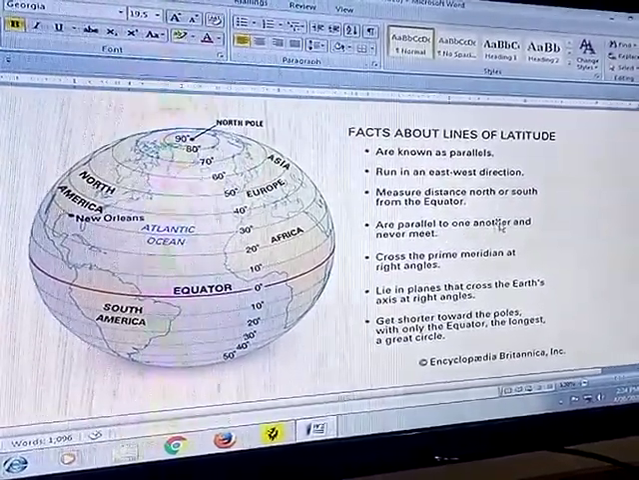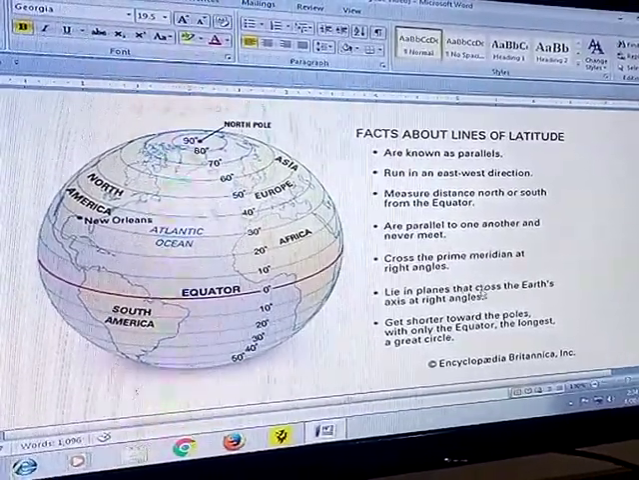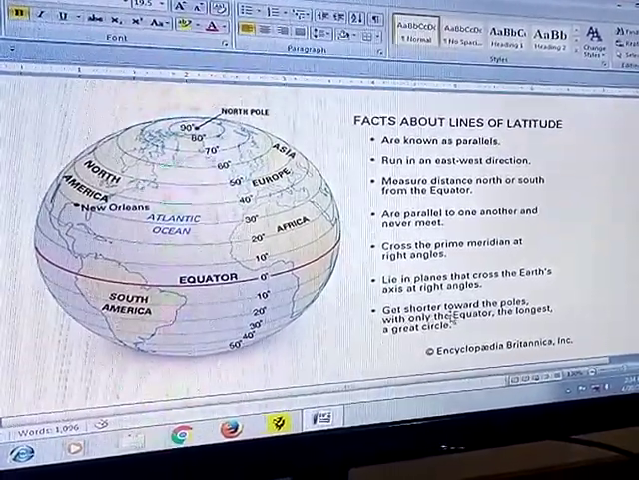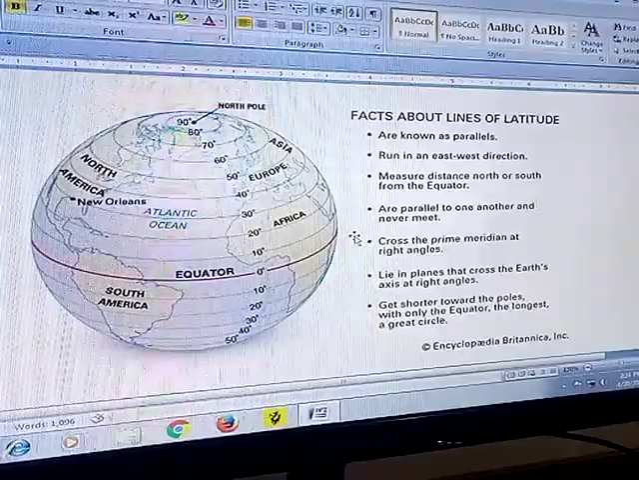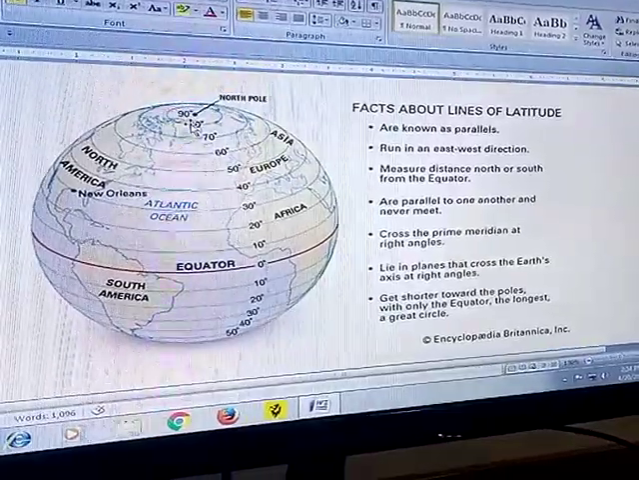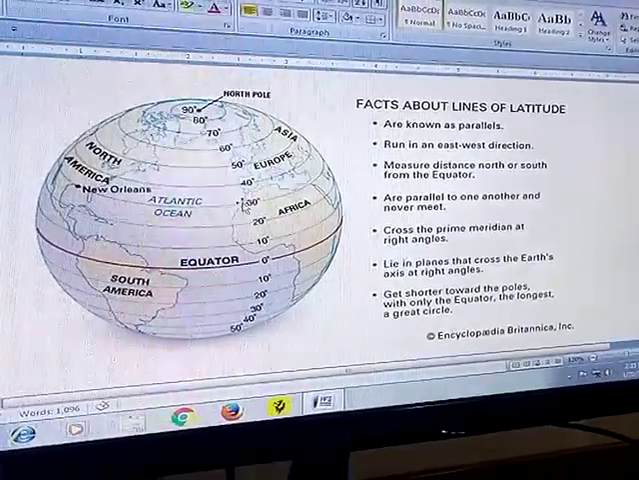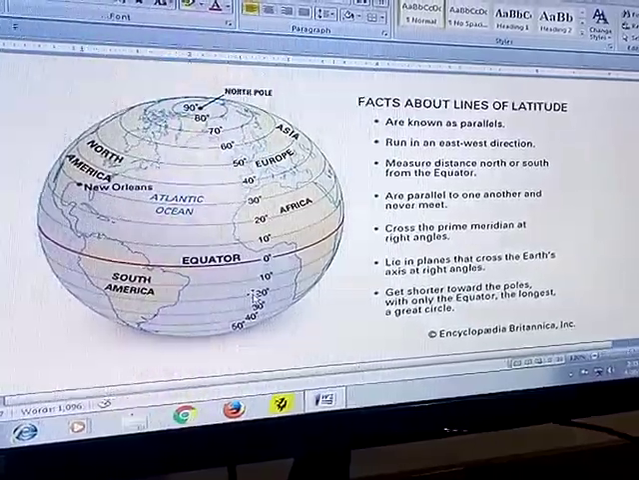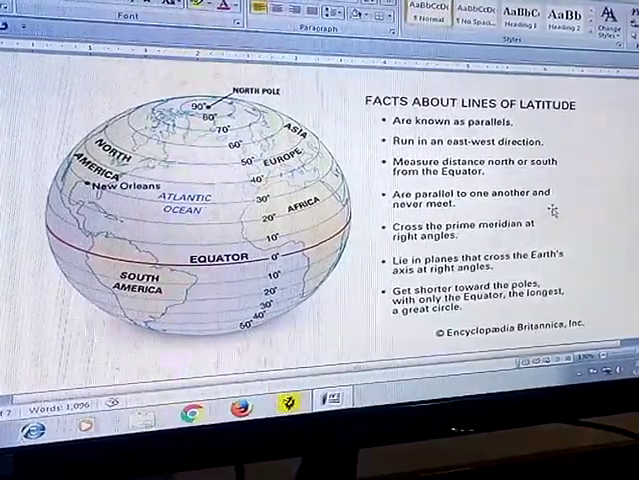These are parallel to one another and they never meet. They lie in planes that cross the Earth's axis at right angles. They get shorter towards the poles. At the equator, the maximum in size, I mean diameter, whereas as they go more the degrees, less the diameter is. So as the latitudes move from the equator towards the poles, either North Pole or South Pole, their size or their diameter becomes shorter and shorter. Obviously at the equator they are the longest.